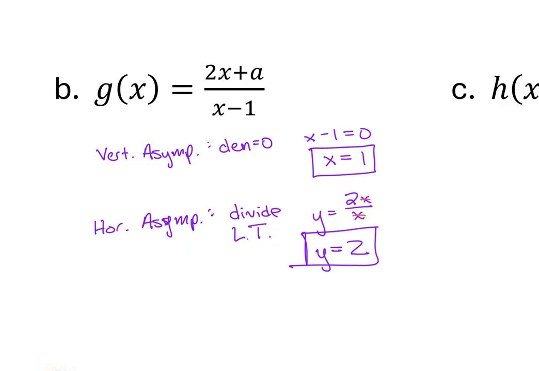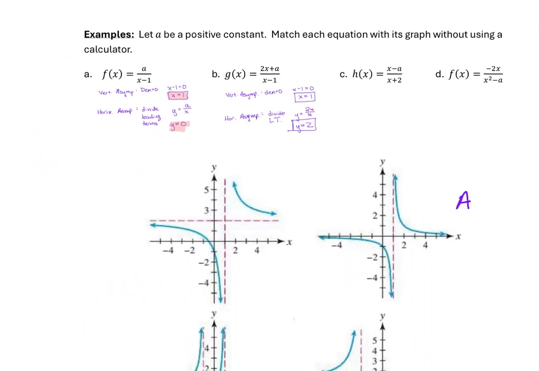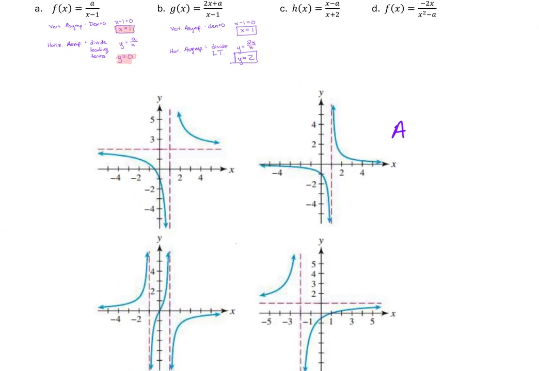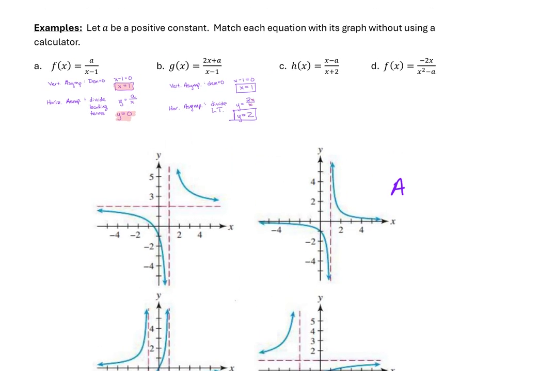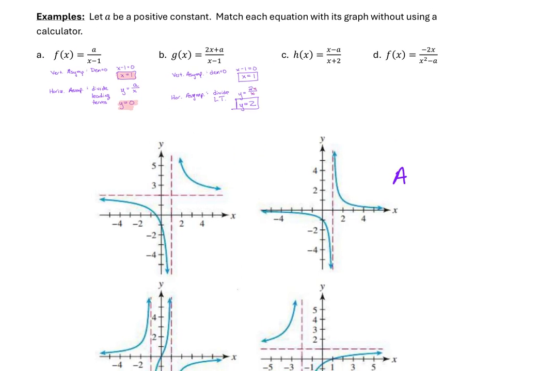All right, so let's see which graph this is going to be. For this one, this is going to be the top left graph. We have a vertical asymptote still of x equals 1. We have a horizontal asymptote at 2, which is this horizontal line right here. And so this is going to be example B.